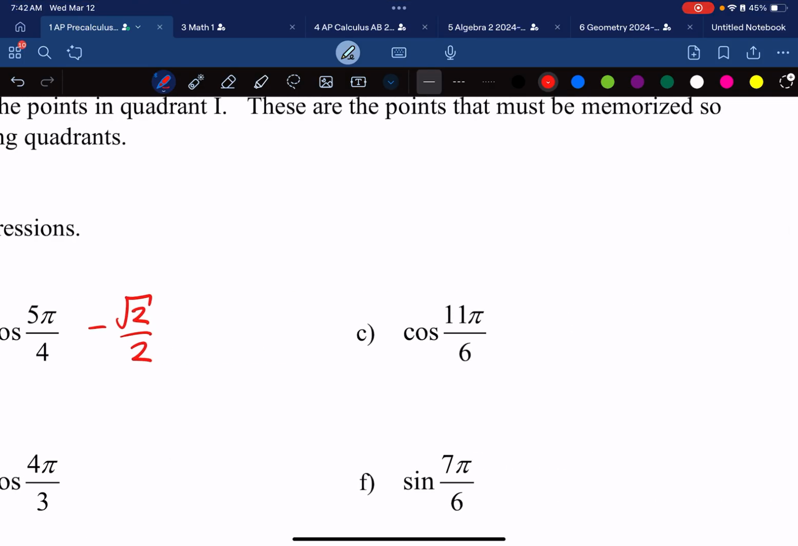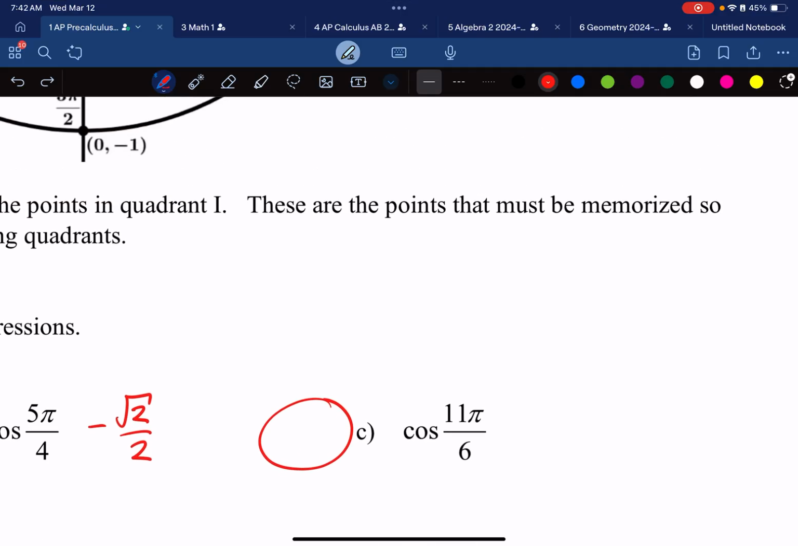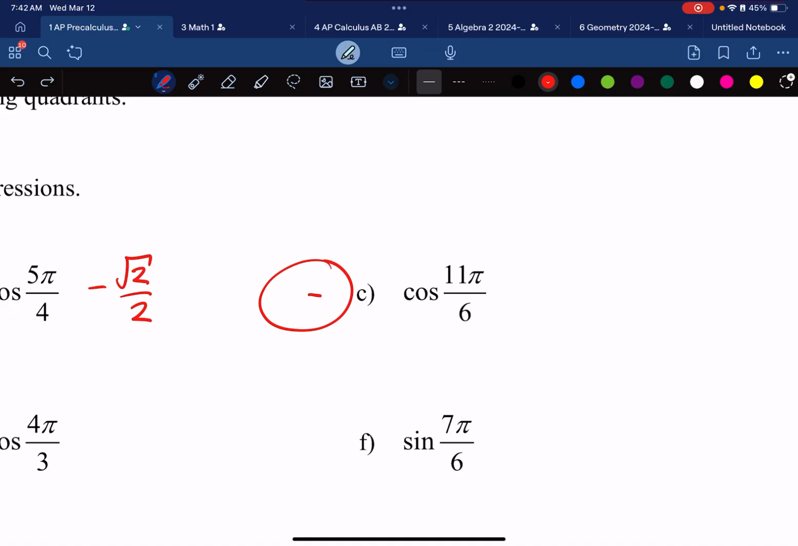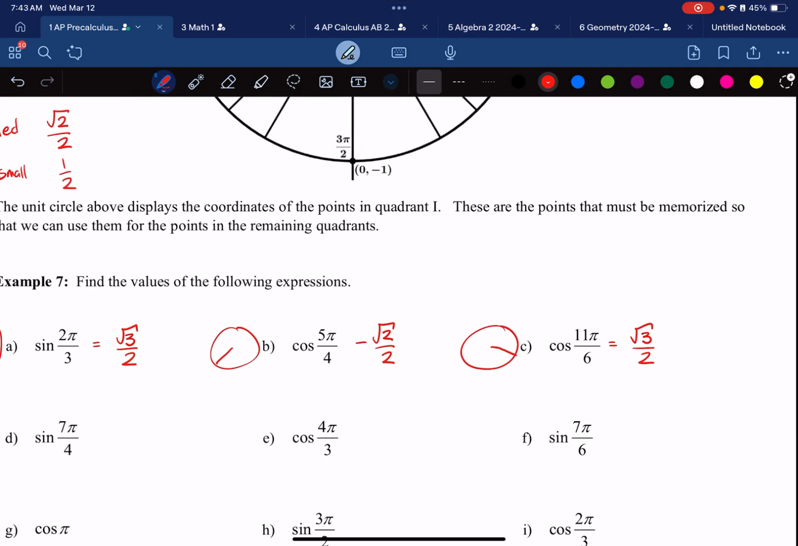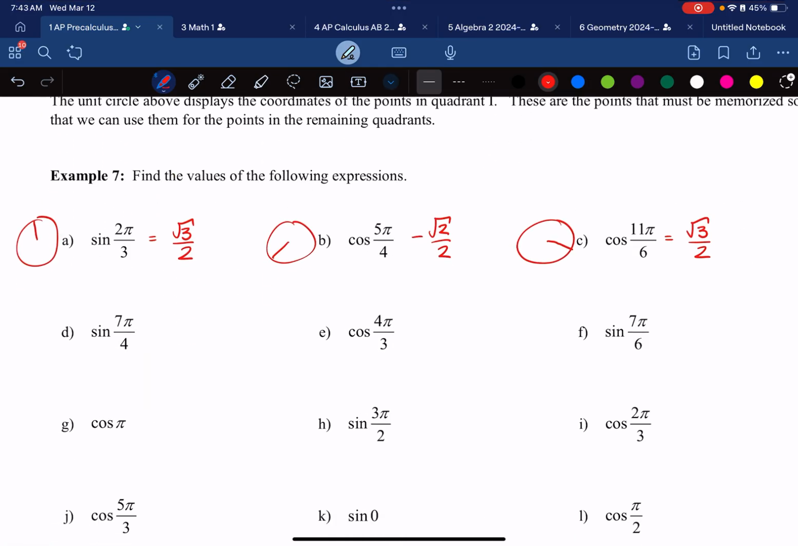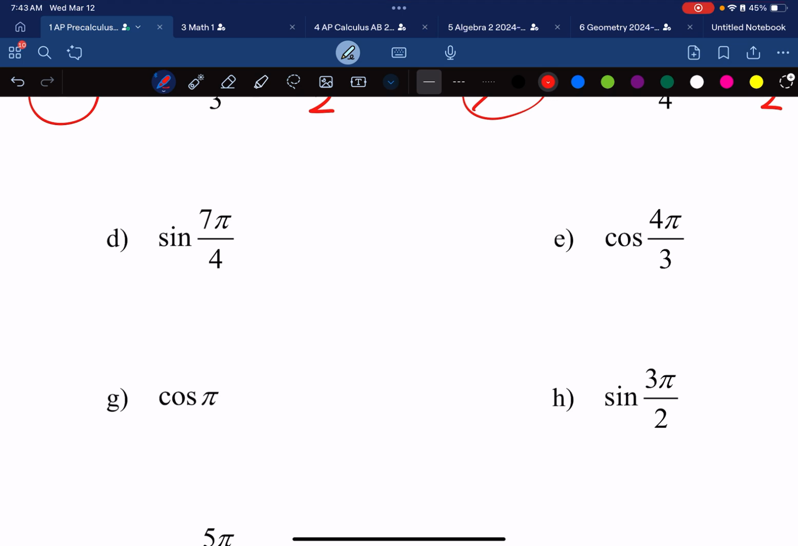What about part C? 11 pi over 6. Again, you need to memorize, where is this thing? 11 pi over 6 is not to the right, but it's a little bit under that. It's down right here. Okay, cosine is talking about the x coordinate. So how far right did I move? I moved right quite a bit. I moved right a large amount. Therefore, this is going to be a positive large amount, a positive root 3 over 2. And I think it's only 3 columns. It is, okay.